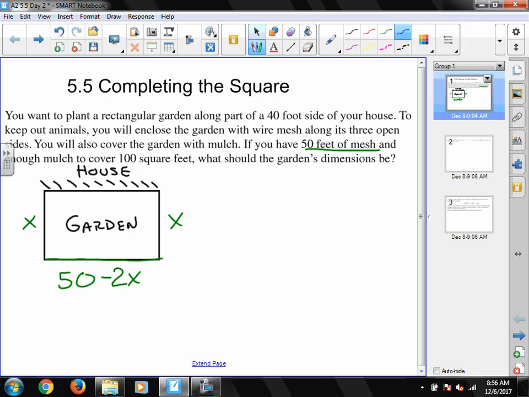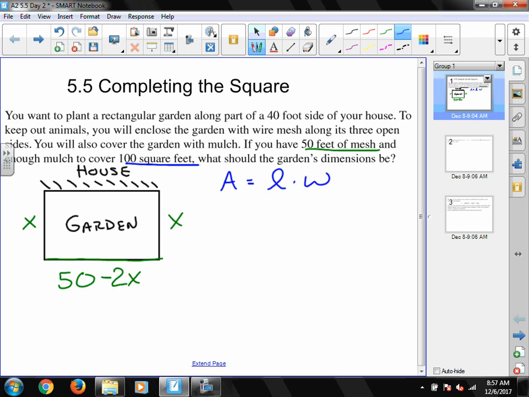Now, the other piece of information that I haven't used yet is 100 square feet of mulch. There we go. Found it. So 100 square feet. Square feet should give you some sort of indication that you are working with area. Area of a rectangle. Hopefully you guys know that that is length times width.